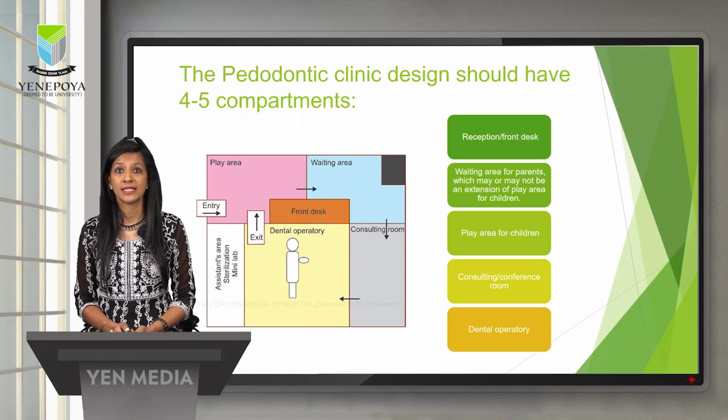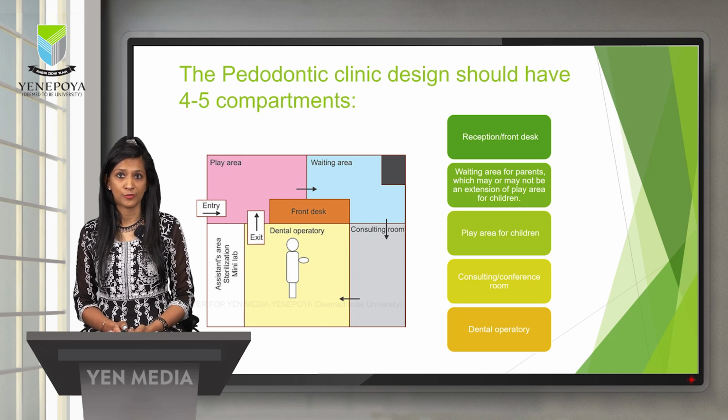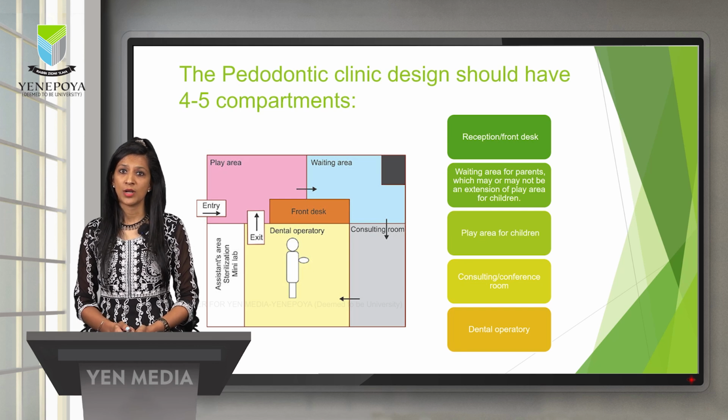The pedodontic clinic design should have 4 to 5 compartments. If you can observe the image on the left, when the patient first enters, there is a reception or a front desk. There is a waiting area for parents, which may or may not be an extension of the play area for the children, or you could have a designated play area for the children. Then you have a consulting or a conference room, and lastly you have the dental operatory, where you actually perform treatment for the child.